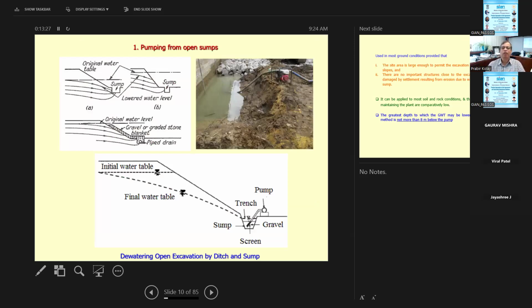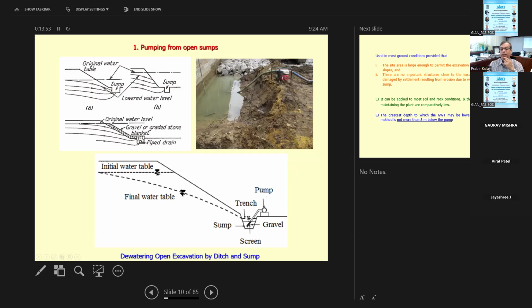So this is pumping from an open sump. You just make a hole, and obviously the water will flow from higher depth to lower depth. It will go and deposit there, and you use a pump to remove the water. Okay. So you see our initial water table was here, and the final water table goes down over here.